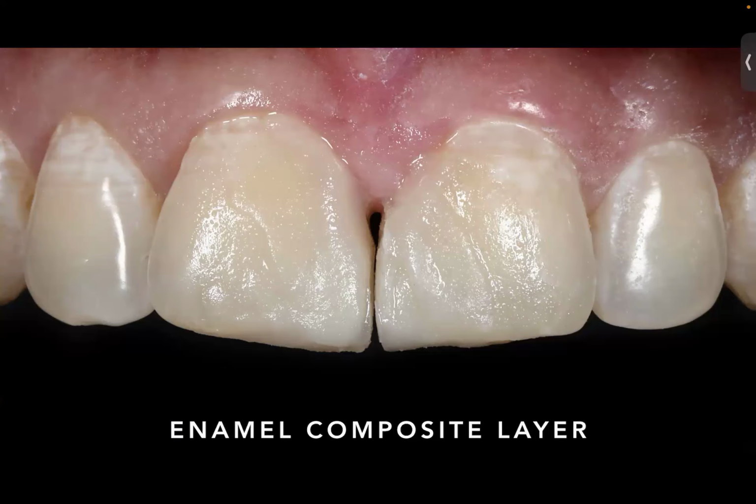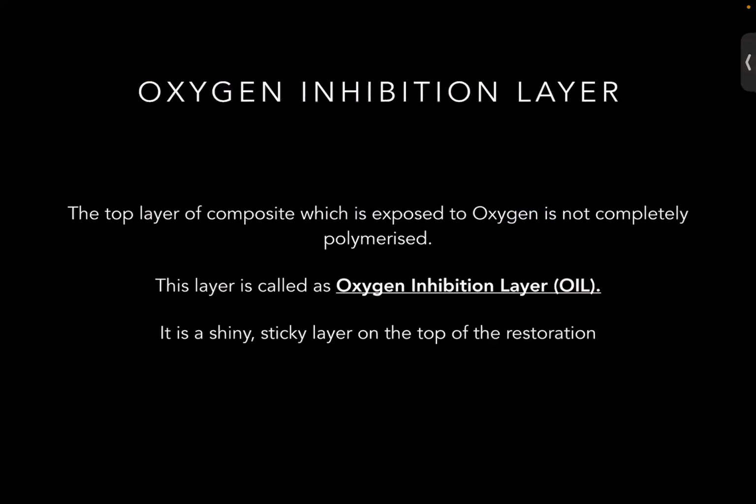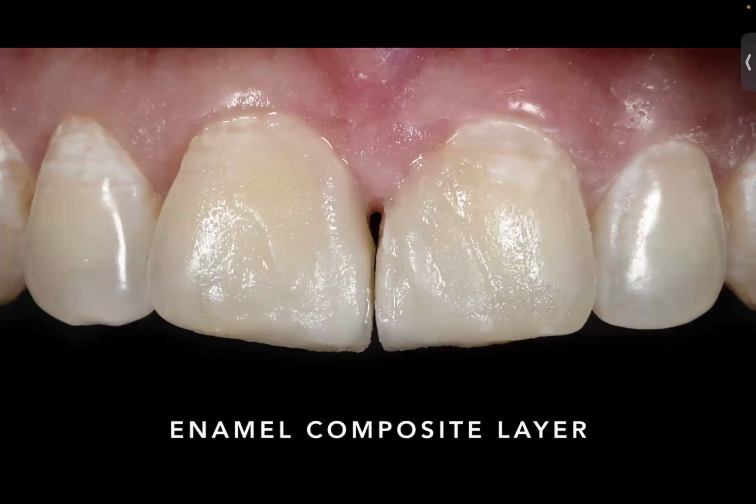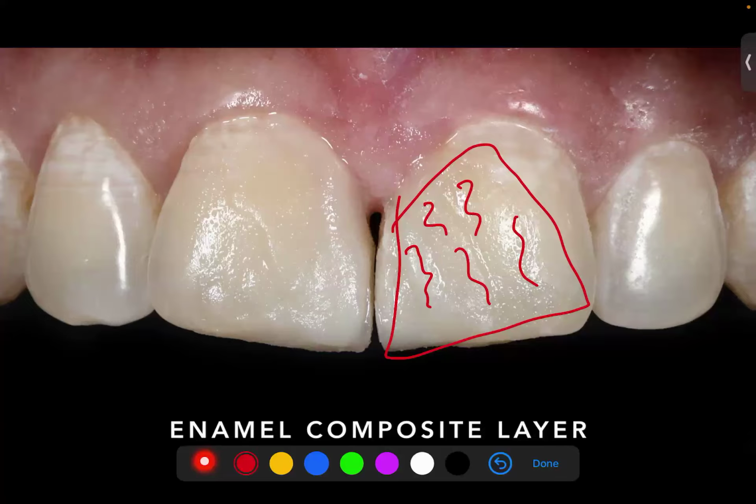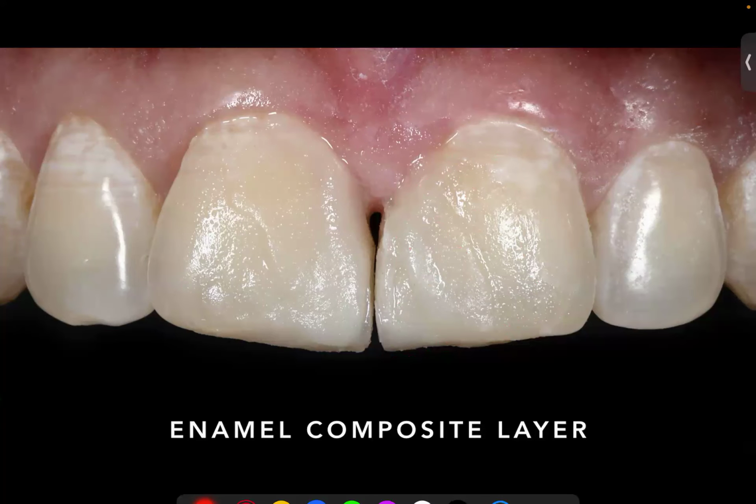Now, this is a clinical picture of enamel composite layer. It is the same patient where we did the palatal shelf, if you remember. And since we are at this point, I want to mention one more important thing over here, which is called the oil layer, also called the oxygen inhibition layer. Okay. Now in this picture, do you see all of this glossy, resin-rich surface? Now this is called the oxygen inhibition layer.